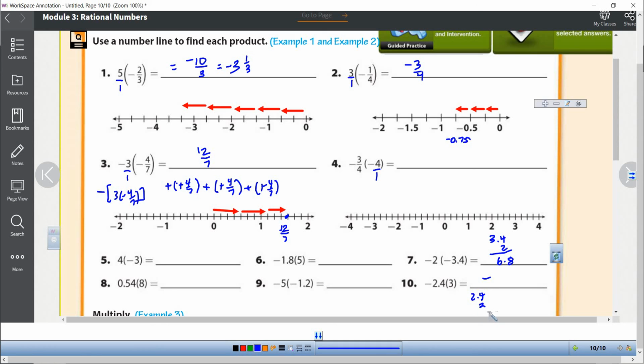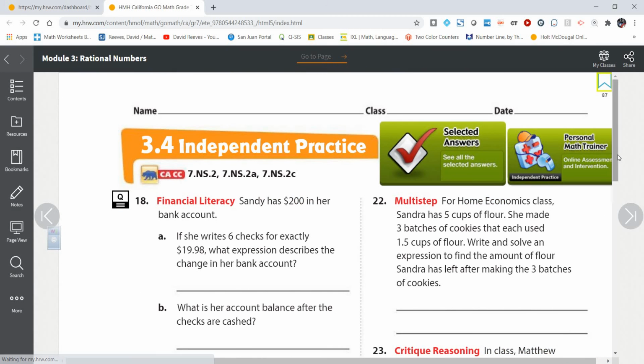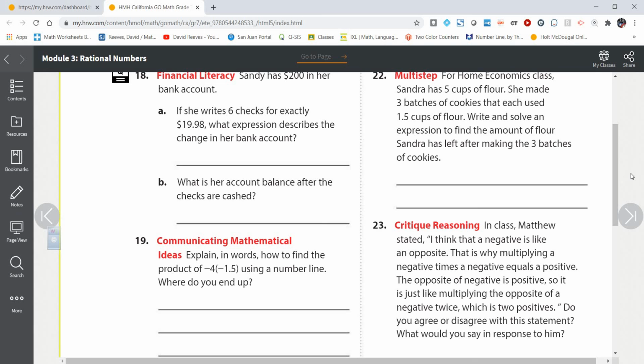So I have 2.4 times 3. 3 times 4 is 12. Carry the 1. 3 times 2 is 6. So I get 7, 2, but there's one number after the decimal, so I get negative 7.2. All right. Okay, and we'll do a few word problems, and then we are done with this video.